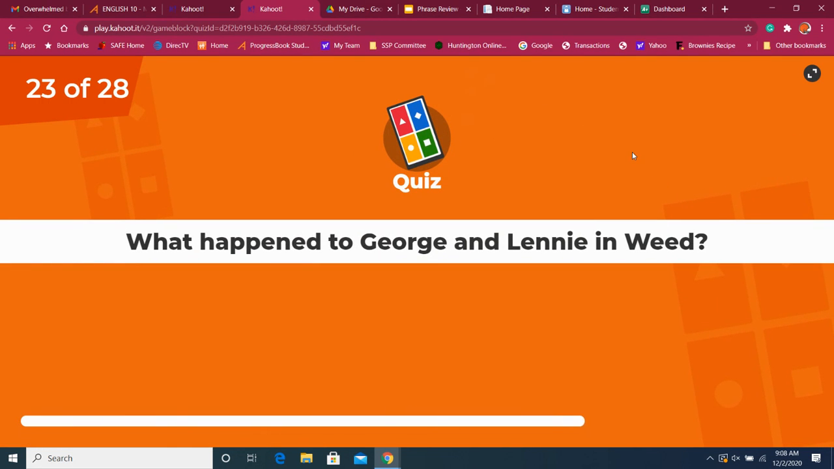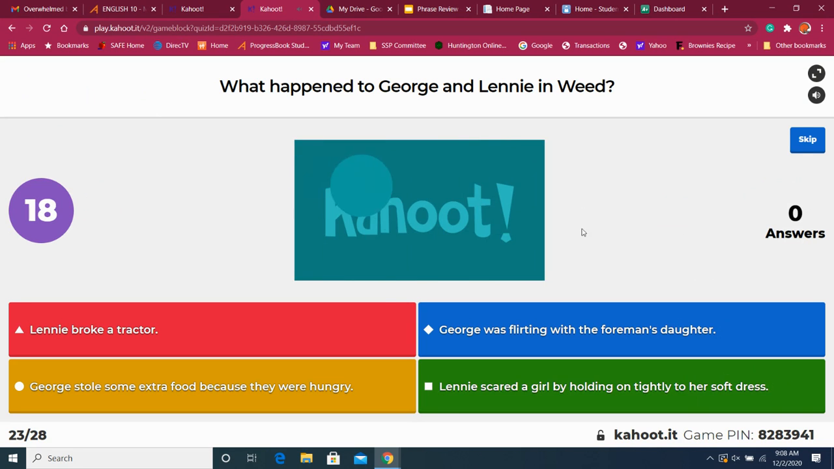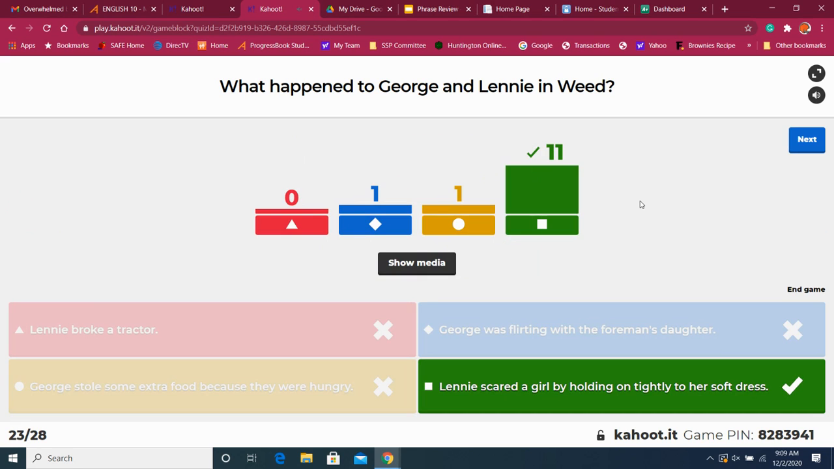What happened to George and Lenny in Weed? Lenny broke a tractor. George was flirting with the foreman's daughter. George stole some extra food because they were hungry. Lenny scared a girl by holding on tightly to her soft dress. Bam, yes, Lenny scared a girl by holding on tightly to her soft dress.